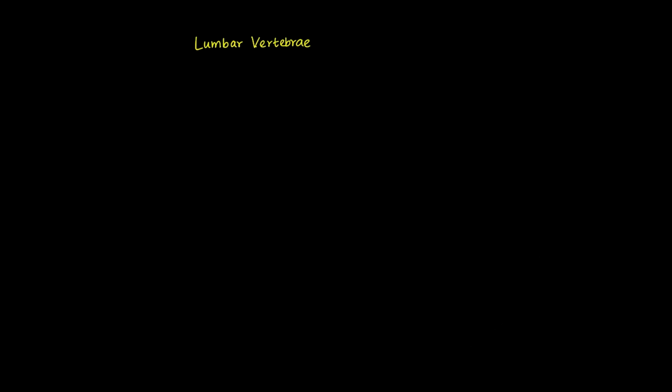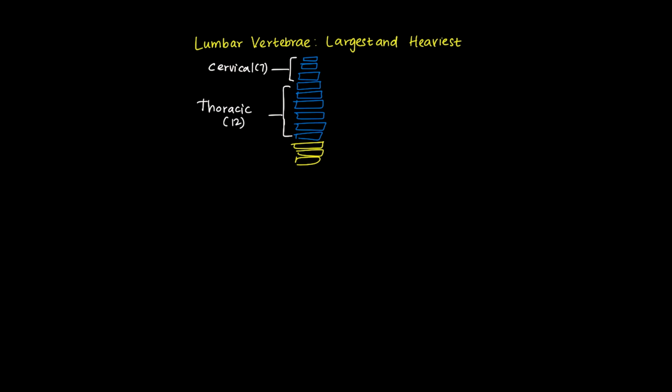5 vertebrae in the lower back, the largest in the entire spinal column, bearing the most body weight. That's the lumbar region, L1 through L5. They sit between the thoracic vertebrae above and the sacrum below, and because everything above them pushes down, they're built big to handle the load.